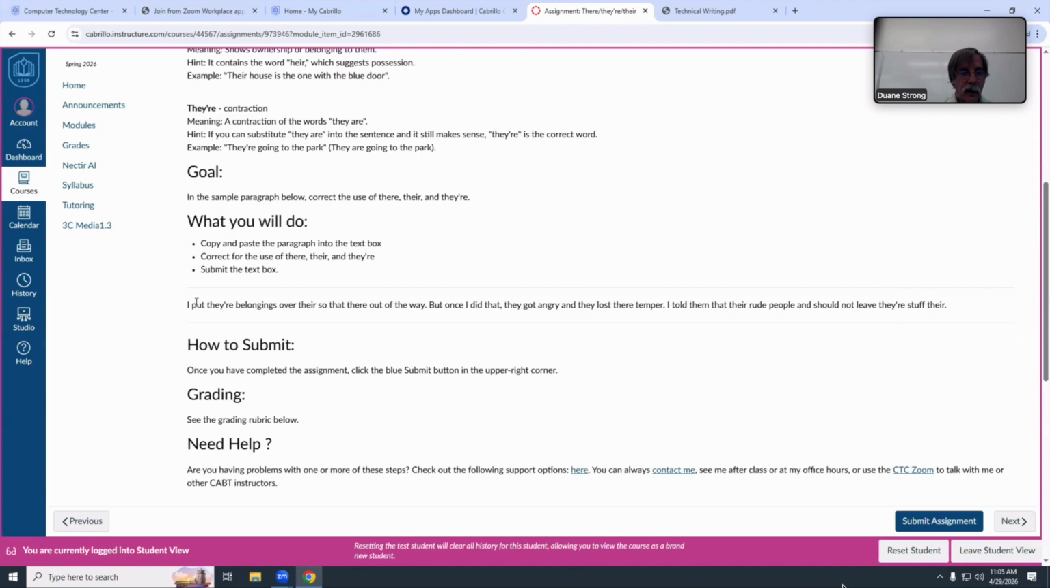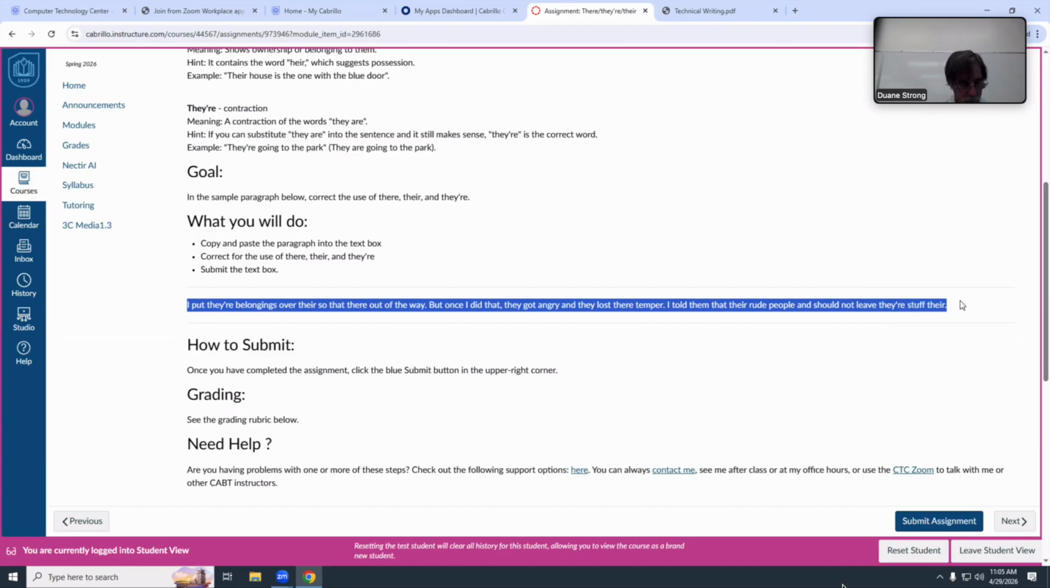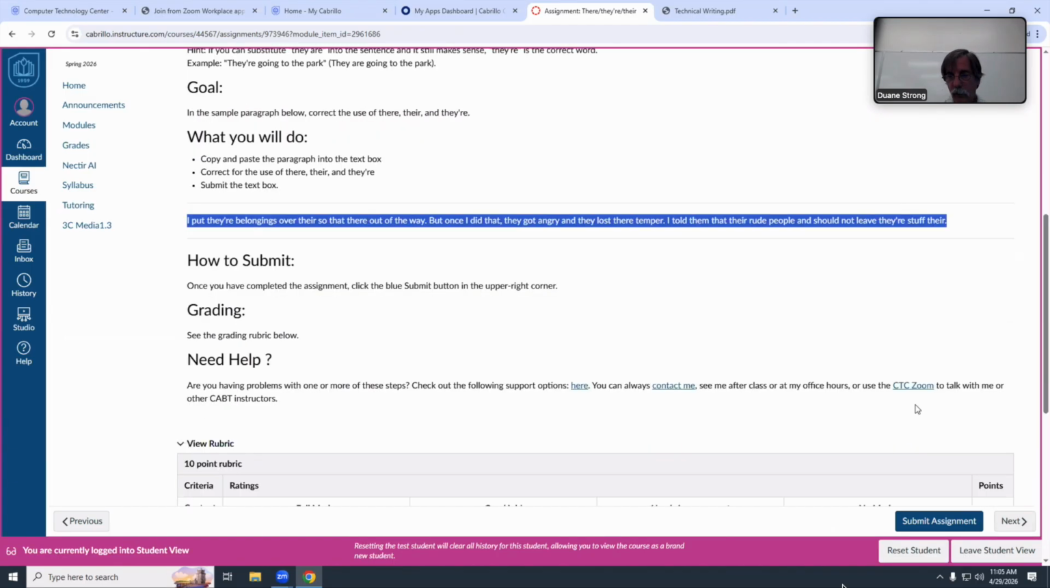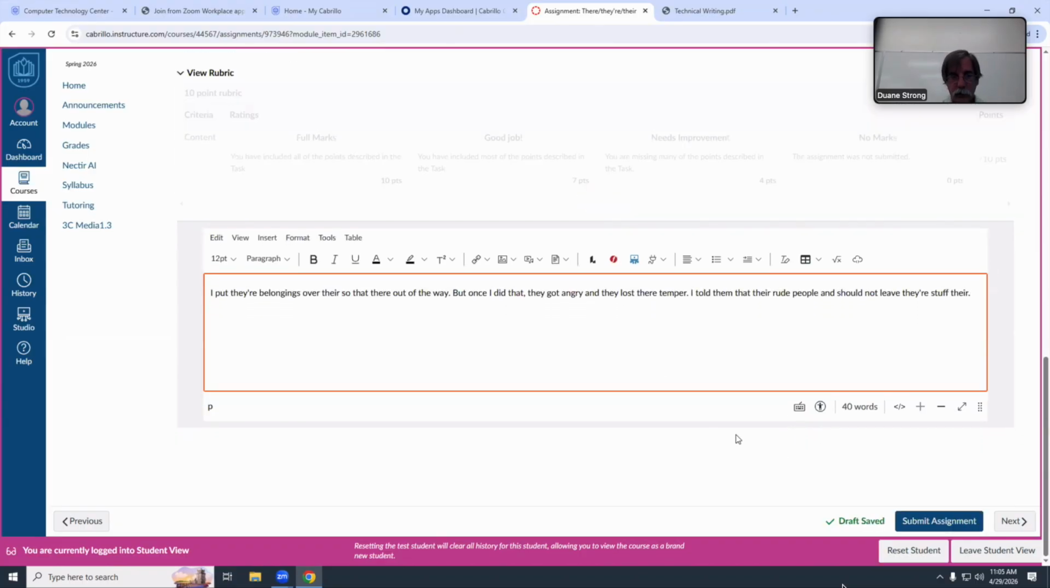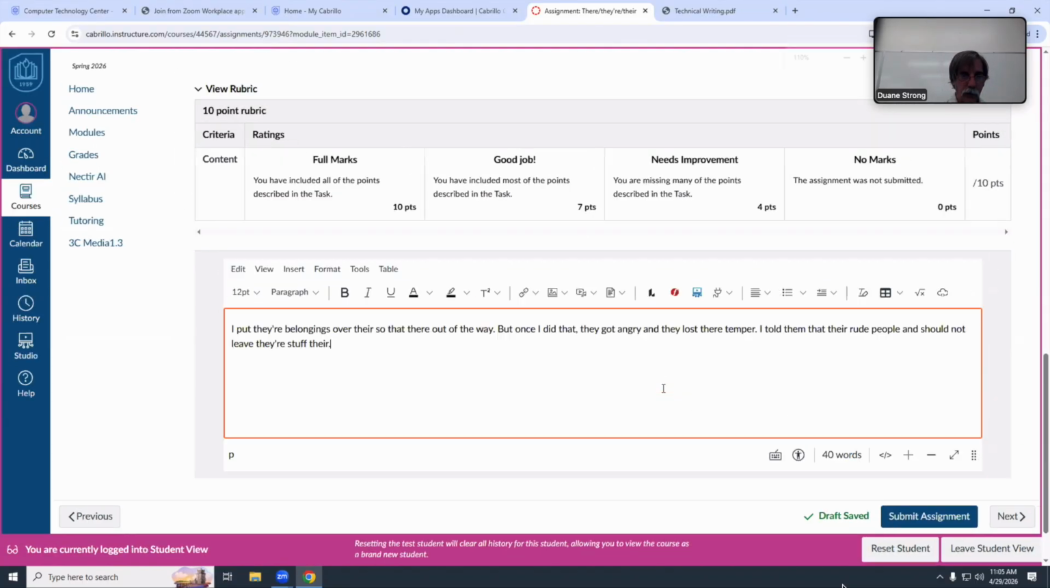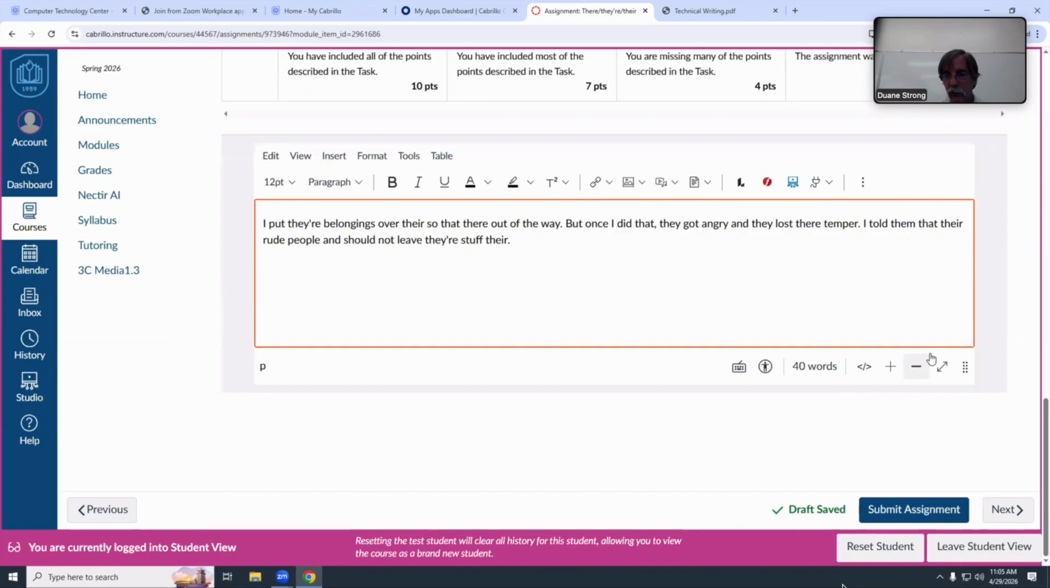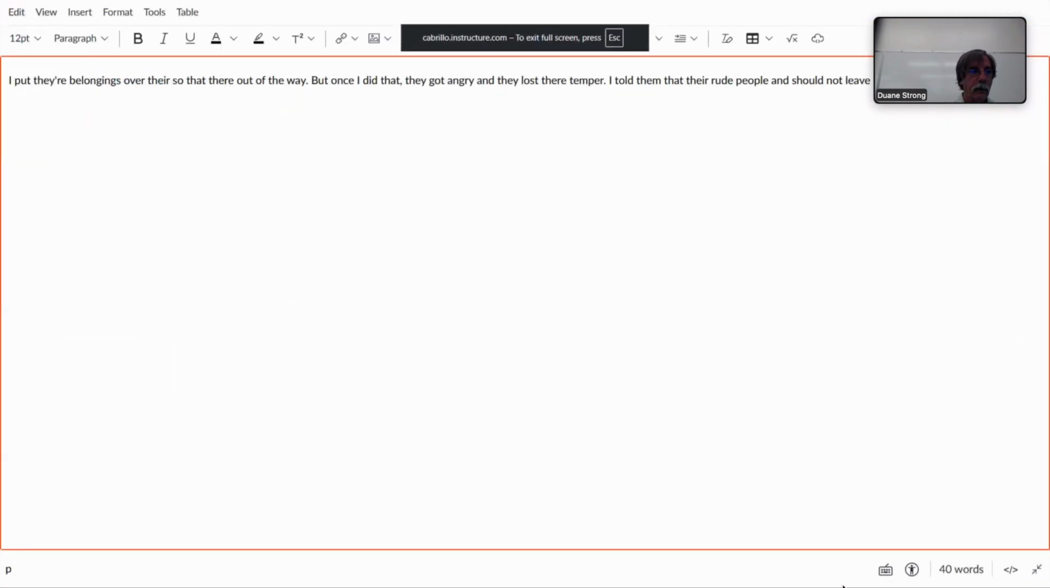Okay, same thing. I have this one sentence here. It's all wrong. We're going to have to fix it. I will make it bigger. Okay, I put they're belongings, so this is the contraction. If I substitute they are, I put they are belongings, that makes no sense, so that's obviously wrong. Which one should it be?